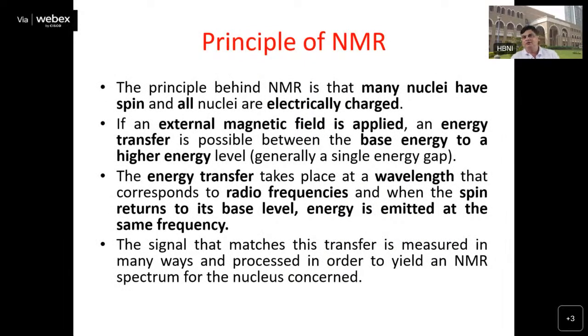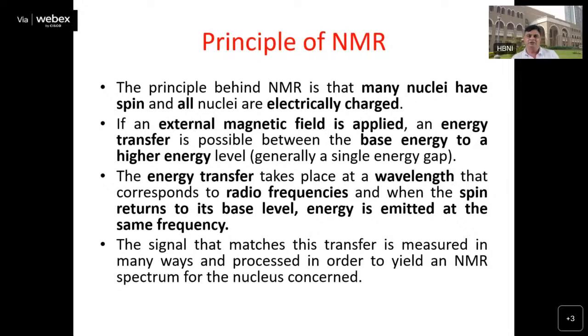These are the simple principles of NMR, on what basis NMR signals appear. The principle behind NMR is that many nuclei have a spin and all nuclei are electrically charged. If an external magnetic field is applied, an energy transfer is possible between the base energy level and a higher energy level. I'll show you in the next PowerPoint how the energy levels look in the case of NMR.